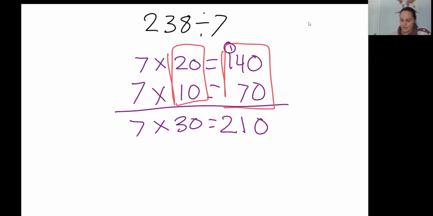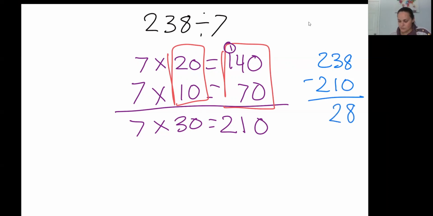So this is where you would do your mental math off to the side, or you could draw it, or you could actually solve your math. 238 minus 210 is going to give me what left over? What do I have to find? 8 minus 0 is 8. 3 minus 1 is 2. 2 minus 2 is 0. So I have 28 left over. So I set that up in my equation. 7 times something is going to give me that last bit of 28.